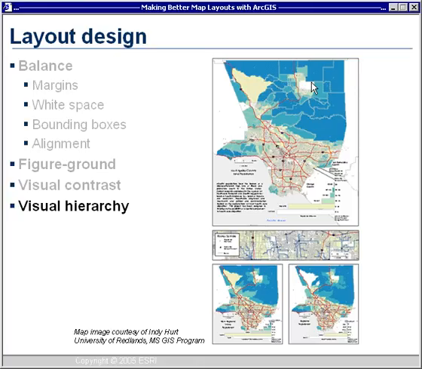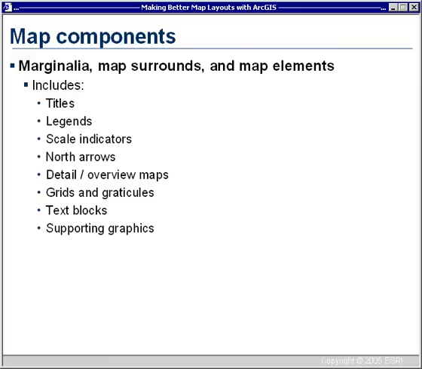We'll be covering some technical details on how to manage a couple of these components in the second section of this seminar. Map components can also be called marginalia, map surrounds, or map elements, and include such common items as titles, legends, scale indicators, and north arrows. They are an important aspect of your overall layout design, and need to be planned for early in your layout creation.